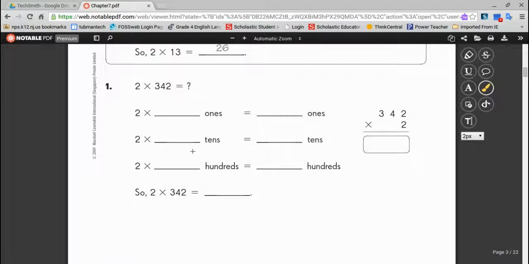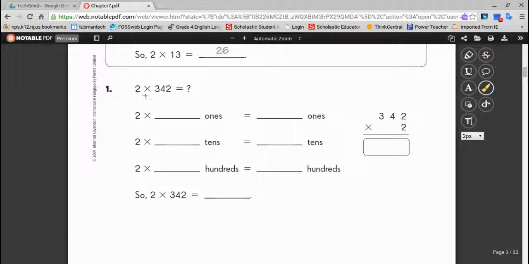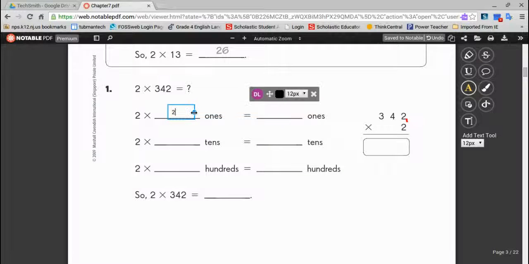So let's do number 1. So we have 2 times 342, and they write it for you up and down vertically over here. So the first thing you want to do is this right here, and I'll do it in different colors, which is 2 times 2. And that's my 1 spot. So the first thing I want to do is do 2 times 2 ones. And we know 2 times 2 is 4. So the first number I'm going to put is 4.